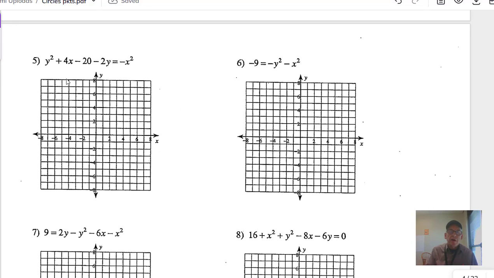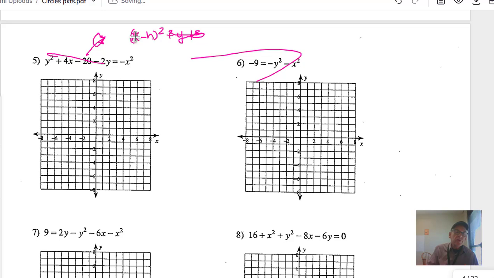Now let's look at number 5. Number 5, we've got the x and the y parts scrambled, so we have to sort those out. And we're going to use this process called completing the square. So ultimately what we want to do is get this into (x - h)^2 + (y - k)^2 = r^2.